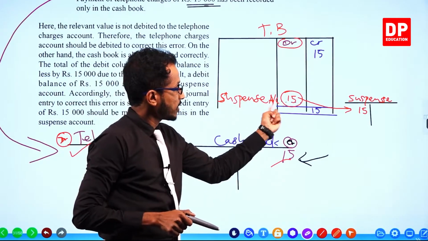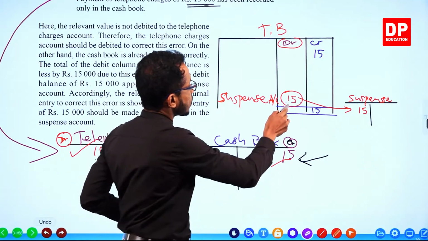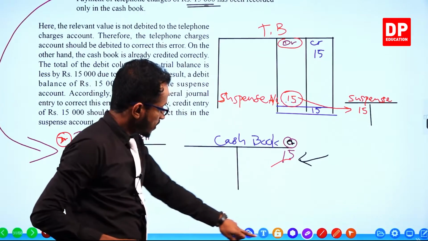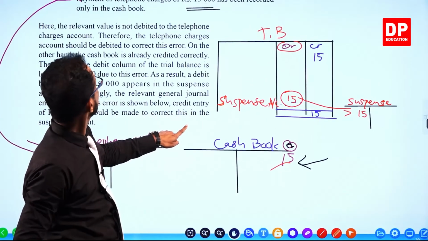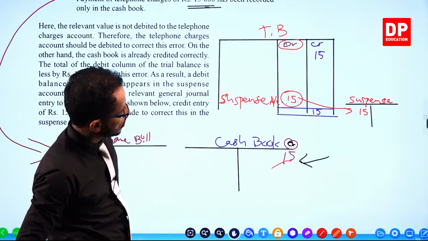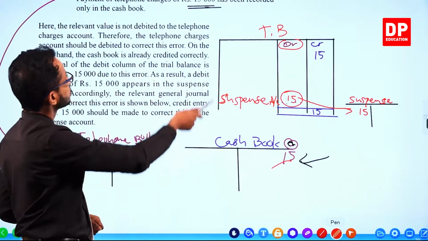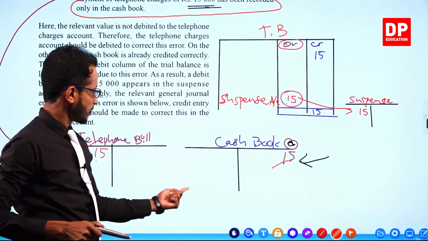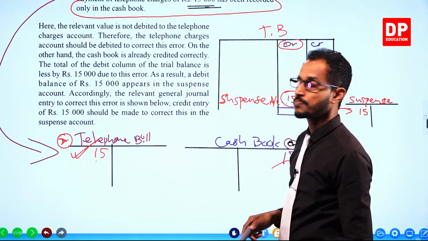When and where you enter the shortage to the trial balance, at the same time you must enter it to the suspense account. Now we have done it. After that, we got the error. Right? We got the error. What is the error? This one. This is the error, and we corrected it here. See, we corrected it. Telephone bill, 15,000 debit.